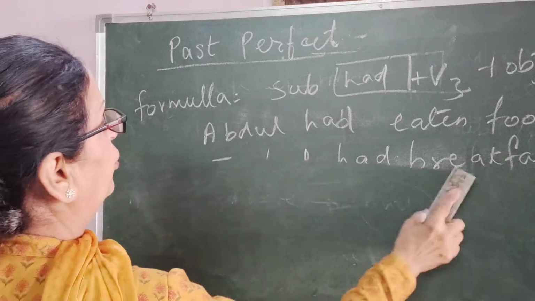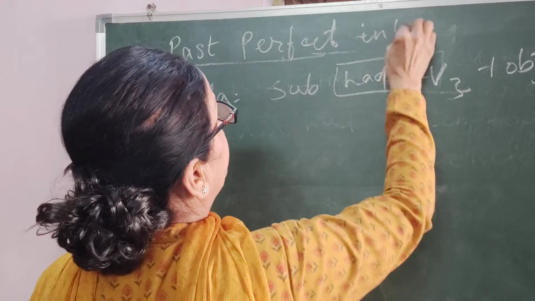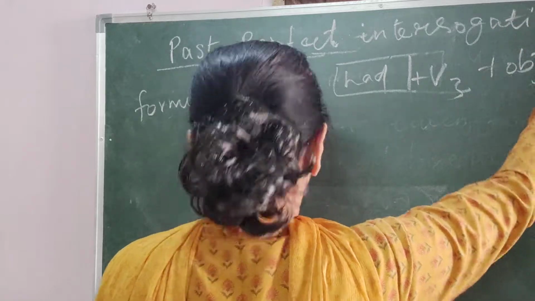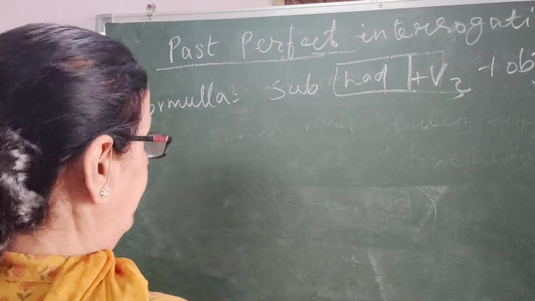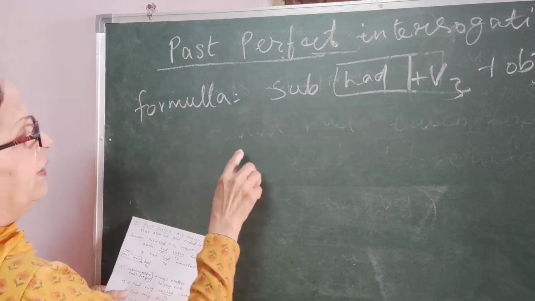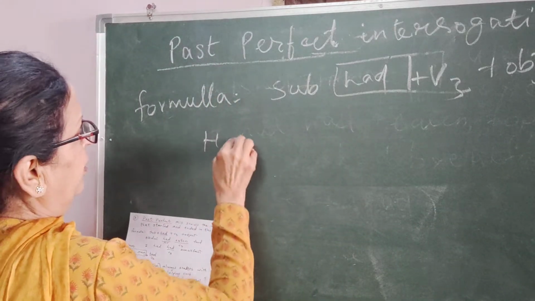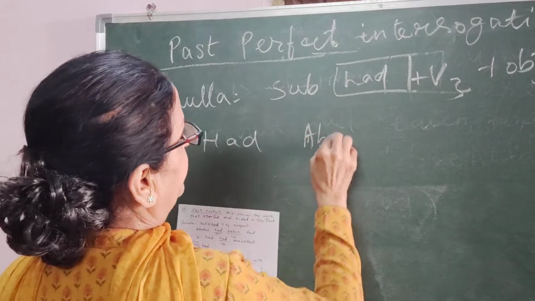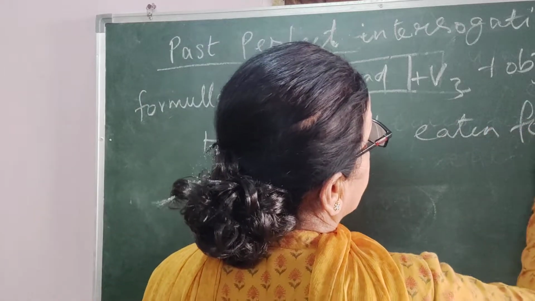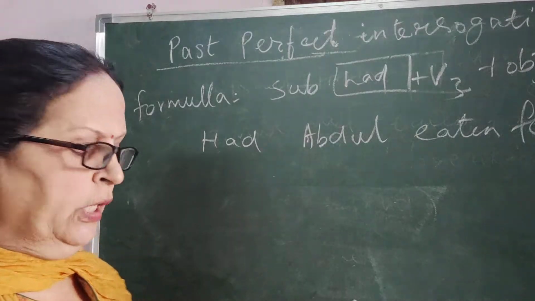Now we proceed on to interrogative. Interrogative is a question. Very good. So what is interrogative? It starts with the helping verb. Now I had written Abdul had eaten food. So had Abdul eaten food? इतना सिंपल हो गया ना. सिर्फ आपने helping verb, you have to bring that verb in front.